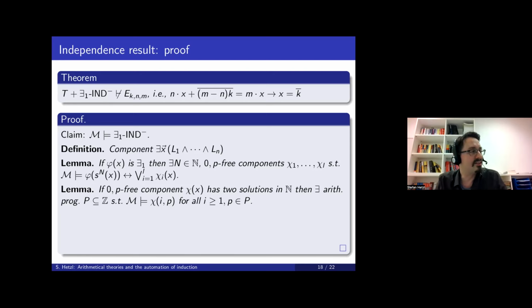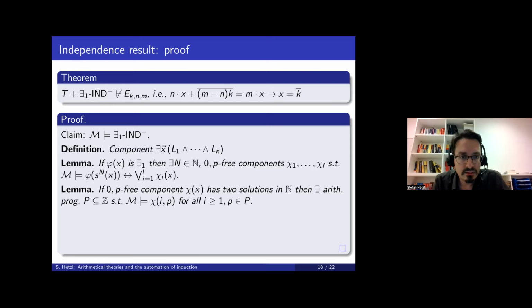Essentially this comes from the fact that we're working in a language of linear arithmetic here. So we have essentially some kind of linear equations. But if you look at this closely, you can see that they cannot define more complicated sets than this. But here in particular, p could be zero, right?